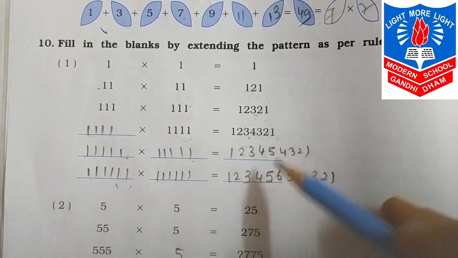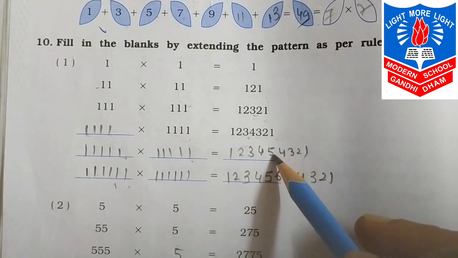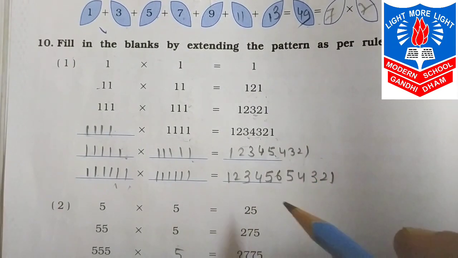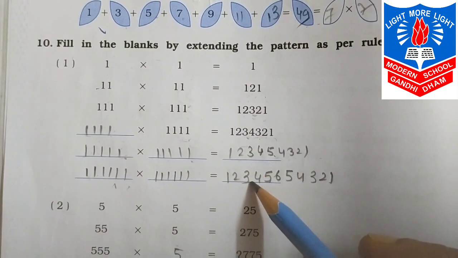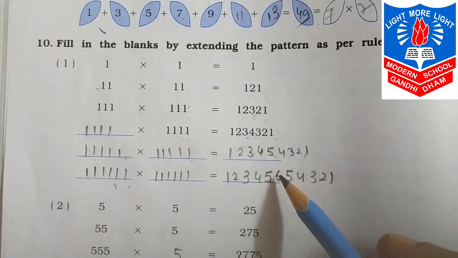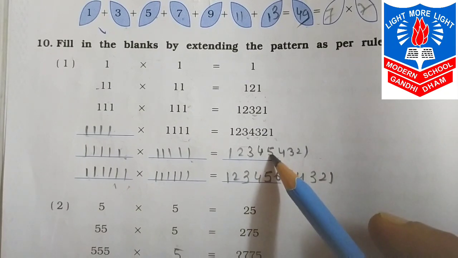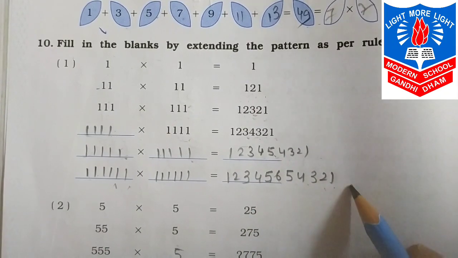Multiply करेंगे, here you see here is 5. Then 6 will come. 5 के बाद क्या आ जाएगा, 6. So we write 1 2 3 4 5, 5 के बाद क्या लिख देंगे, 6. फिर जो नंबर है 5 4 3 2 1.